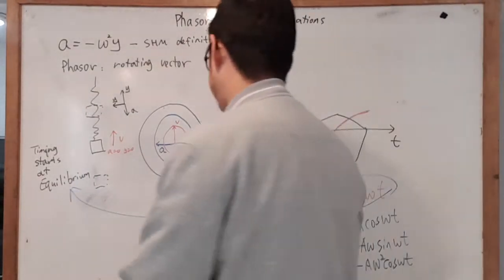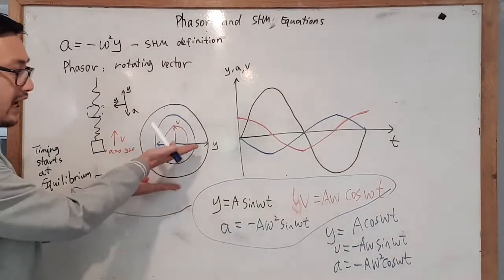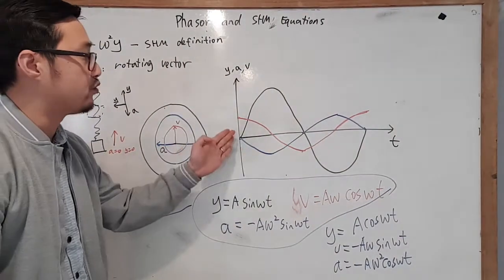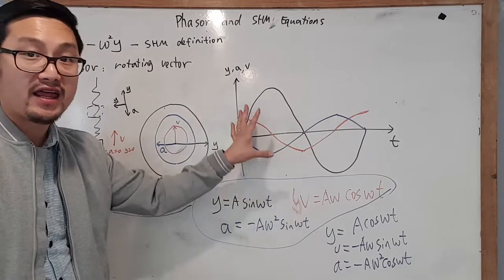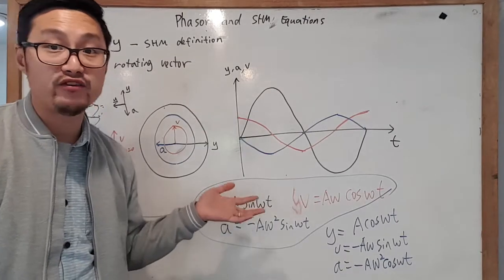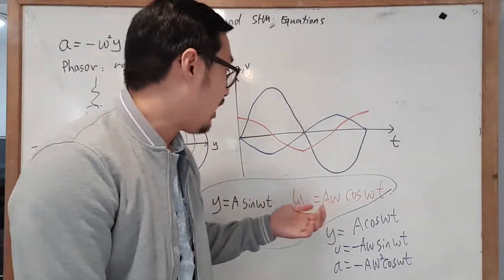So what is a phasor diagram? This is called a phasor diagram because it's a rotating vector. Based on the phasor diagram, we can find out what happens to the change. And then according to the change, we know which equation we can pick, whether it's a sine graph or cosine graph.